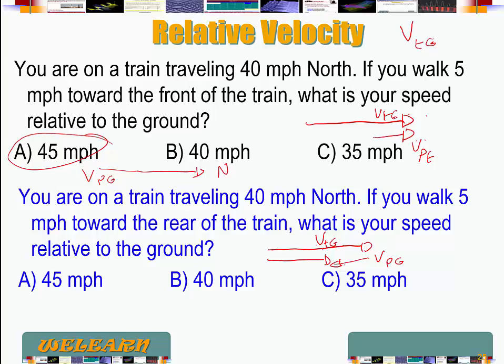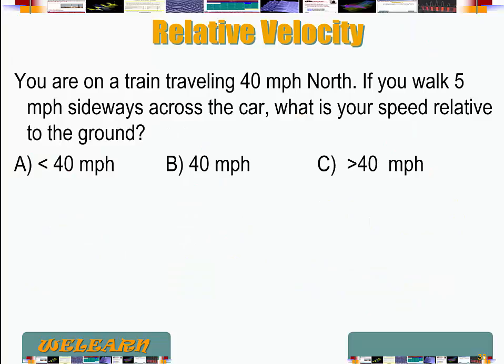Remember the tail-to-tip method. So we have this one, and then at the tip of this one, we have the tail of the second one, and you get the sum from the tail of the first to the tip of the last. That's my 35. So that's the way we came up with the 35 miles per hour using vector notation.